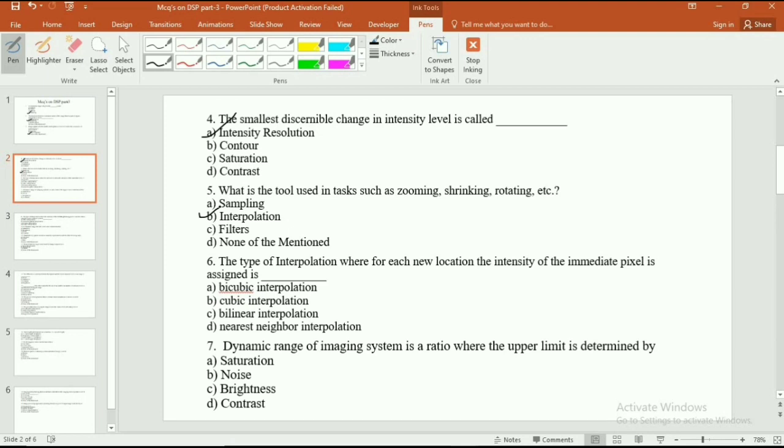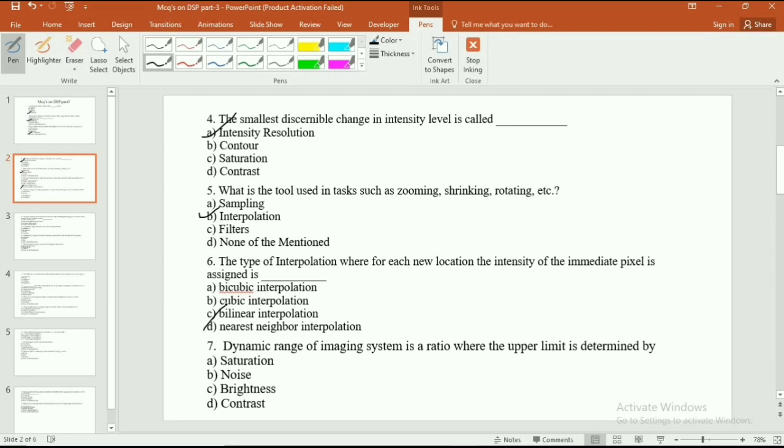Question number 6: the type of interpolation where for each new location the intensity of the immediate pixel is assigned. Options are option number A bicubic interpolation, option number B cubic interpolation, option number C bilinear interpolation, and option number D nearest neighbor interpolation. And the answer is option number D, nearest neighbor interpolation.